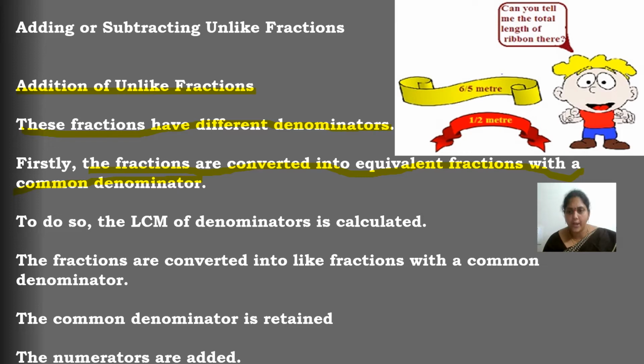So to do this, from the starting, we have to take the LCM. We have to take the least common multiple of the denominators. To do so, the LCM of denominators is calculated. The fractions are converted into like fractions with a common denominator. The common denominator is retained. The numerators are added, same as our like fractions. Converting unlike fractions to like fractions by taking LCM and then adding the numerators, the denominator will be carried forward the same.